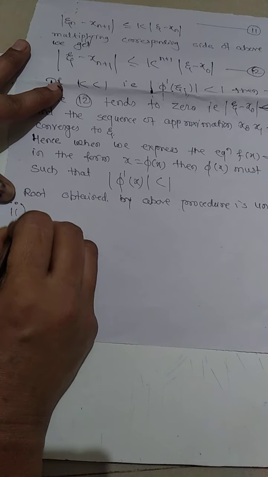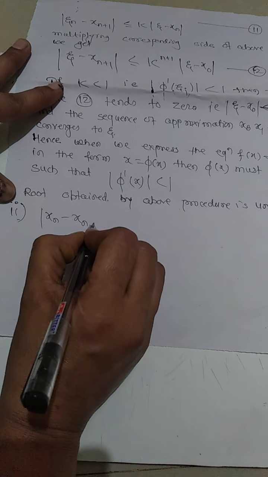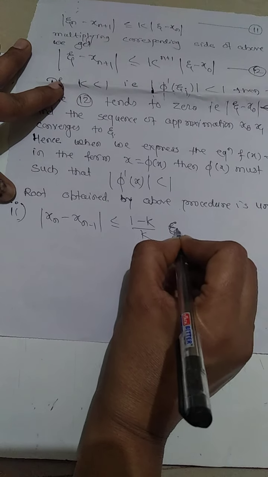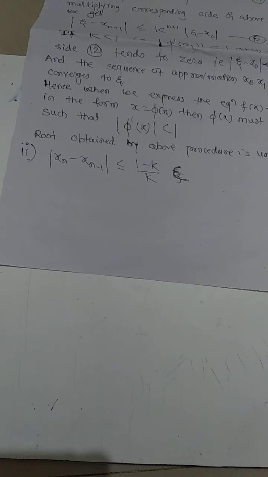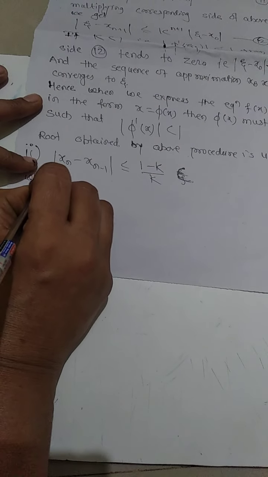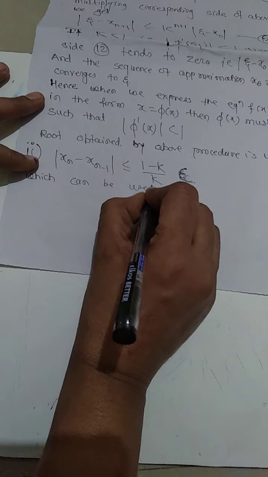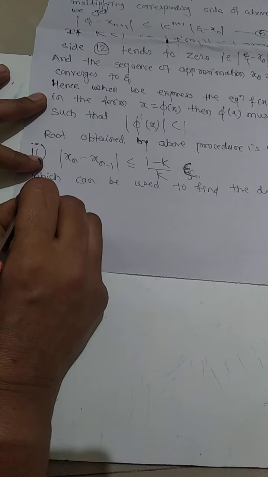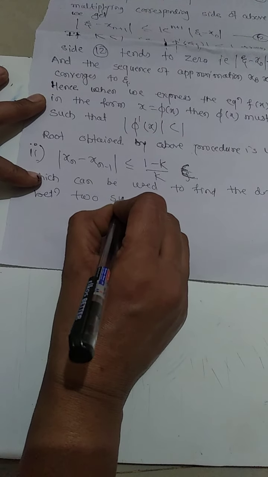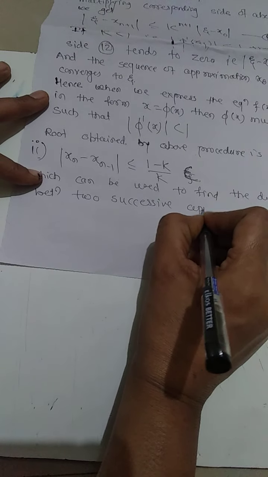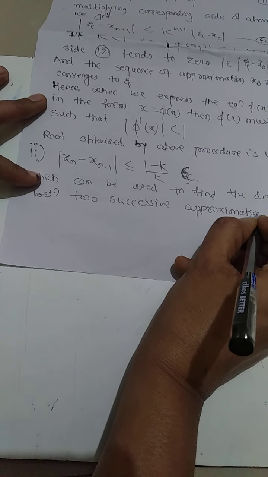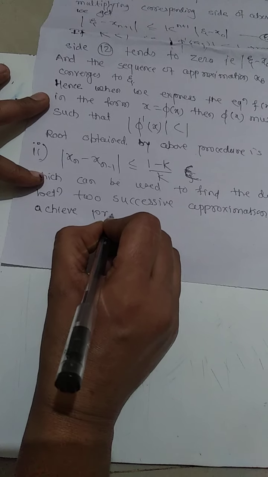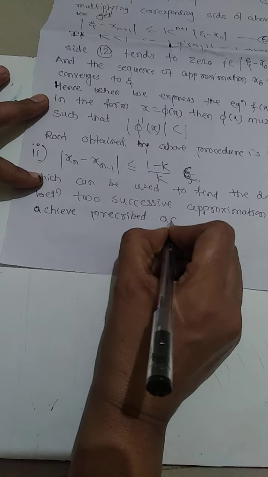And second, mod of xn minus xn minus 1 is less than (1 minus k) upon k into epsilon, and which can be used to find the difference between two successive approximations to achieve prescribed accuracy.